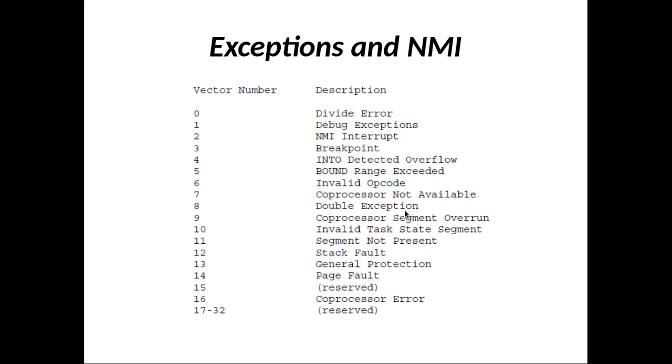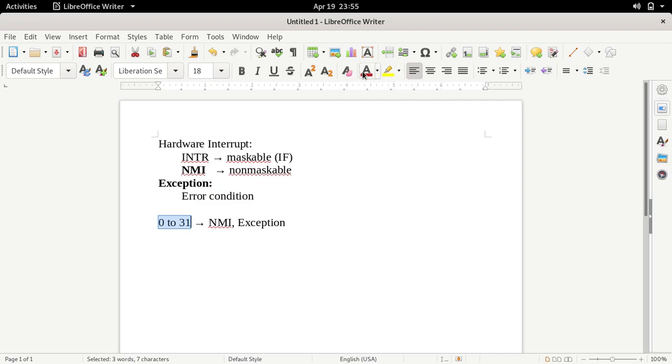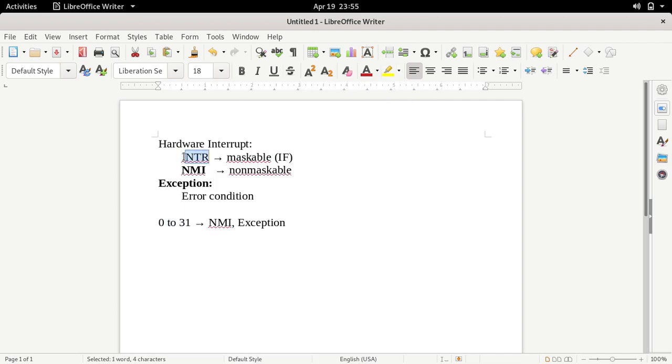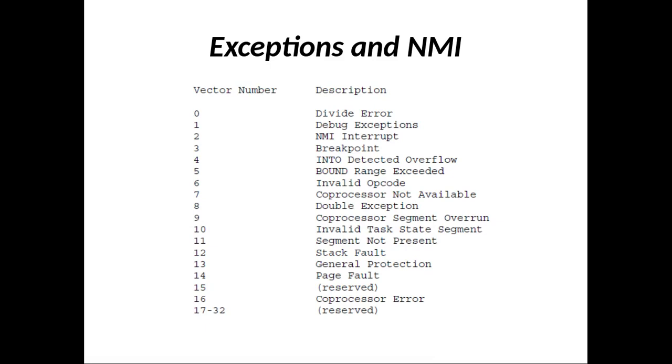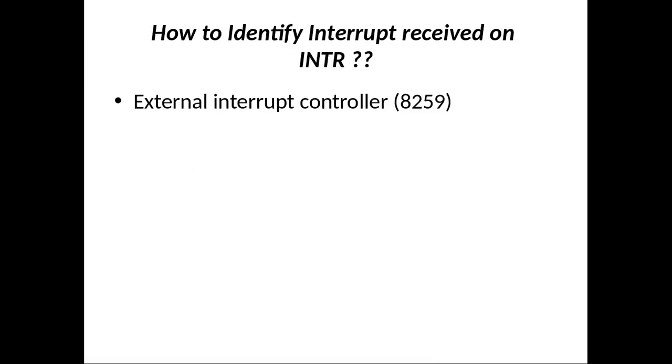So this point is clear to you? Remember this range 0 to 31 is given for exception and NMI. So now the question is, what about the interrupts that are coming on INTR pin? What are vector numbers of the interrupts that are coming on INTR pin? 80386 is not responsible for assigning type number to the interrupts that are coming on INTR pin.